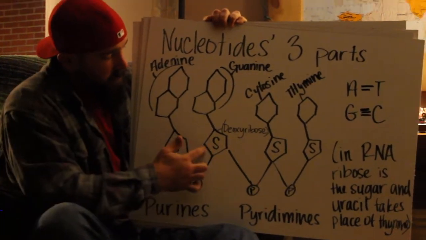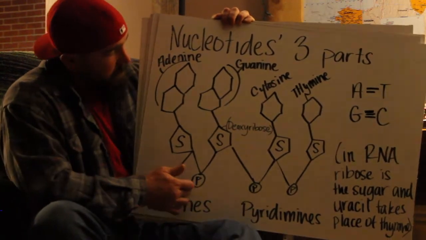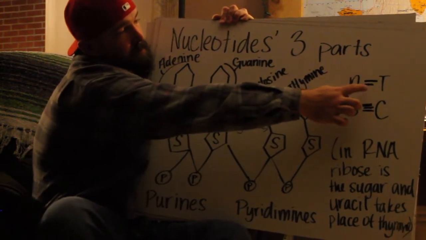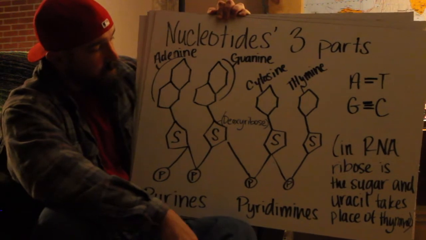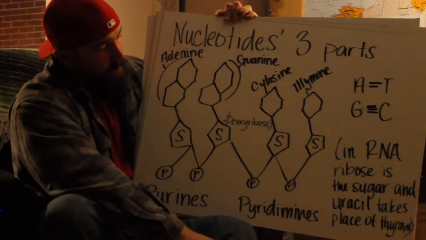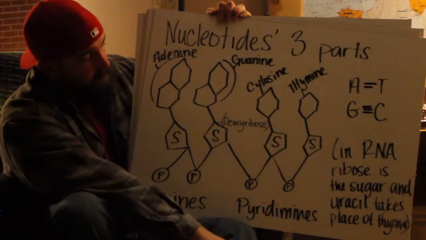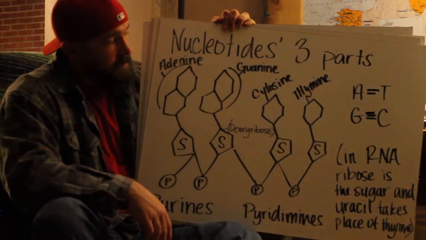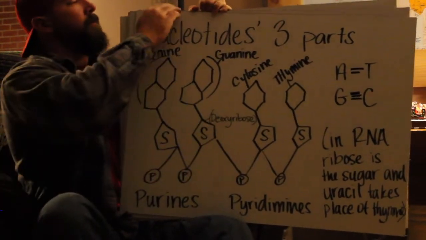The sugar right here in DNA is deoxyribose, and then you have the phosphate group. These are hydrogen bonds that connect these nitrogenous bases in the rungs of the ladder, and this is different in RNA, because RNA has ribose instead of deoxyribose, and uracil takes the place of thymine.